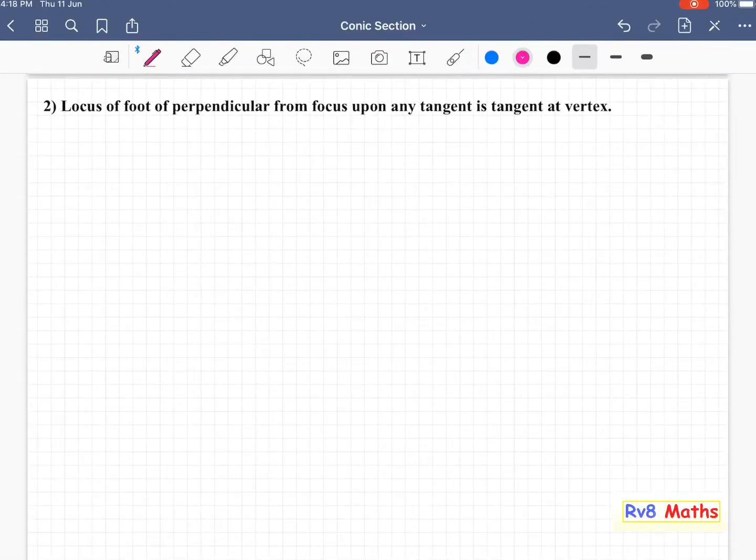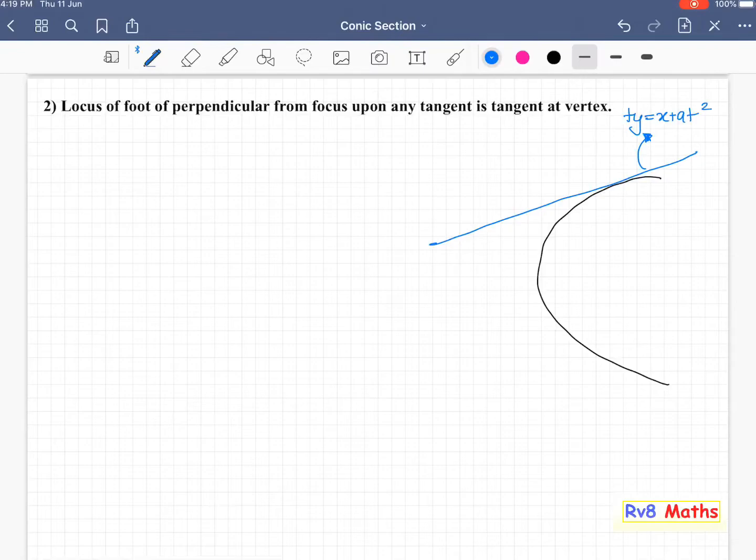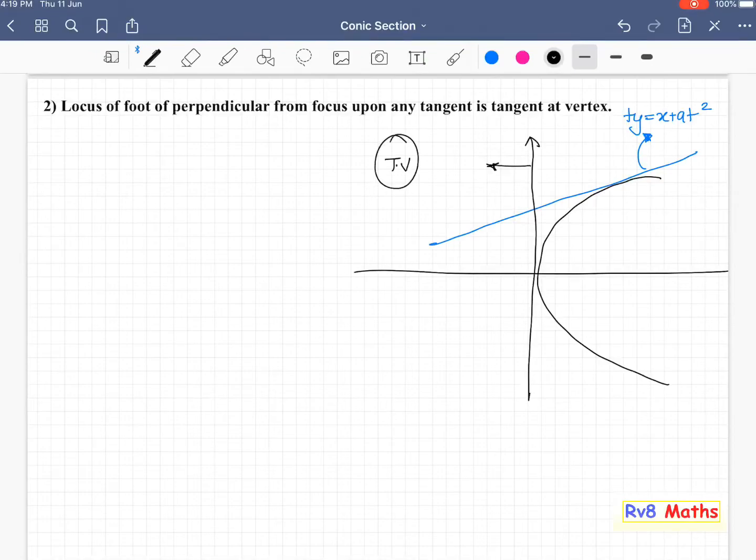Okay, second property, what is this? The locus of the foot of the perpendicular from the focus upon any tangent is the tangent at the vertex. Again let's consider a parabola and a tangent on this parabola. Let this tangent be ty is equal to x plus at square. And this is the tangent at the vertex. This line is the tangent at vertex. Let this point be S.